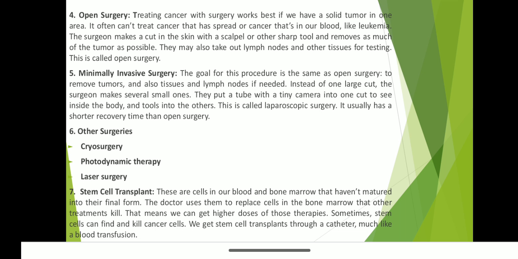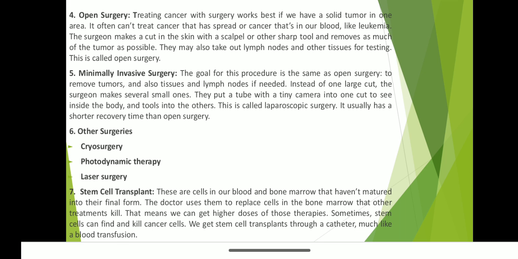Next is minimally invasive surgery. The goal for this procedure is the same as open surgery, to remove tumors and also tissues and lymph nodes if needed. Here, instead of one large cut, the surgeon makes several small ones. They put a tube with a tiny camera into one cut to see the inside of the body and tools into the other. This is called laparoscopic surgery. It usually has a shorter recovery time than open surgery.